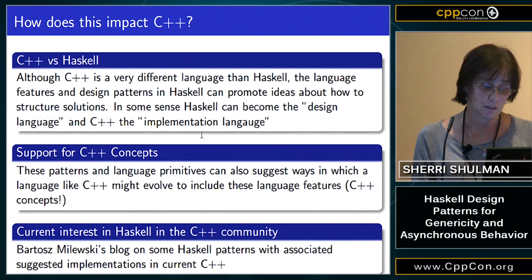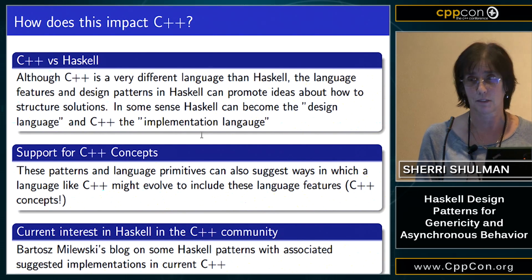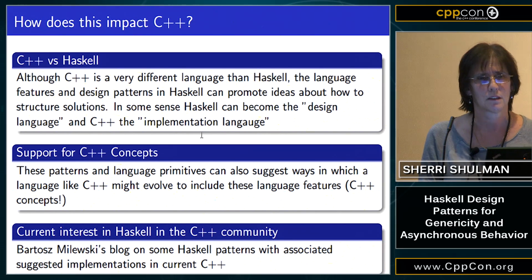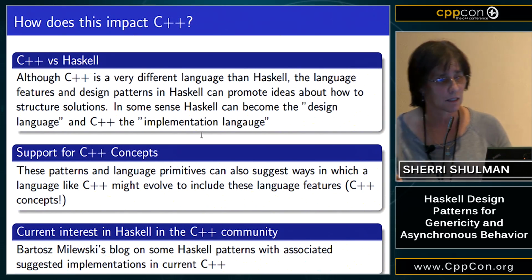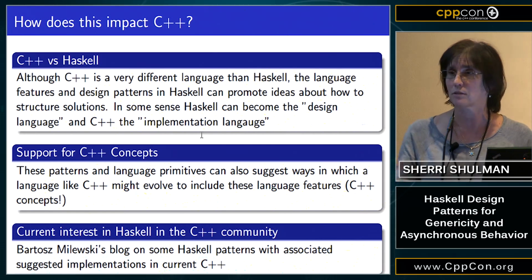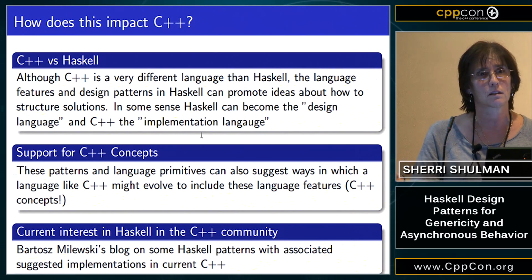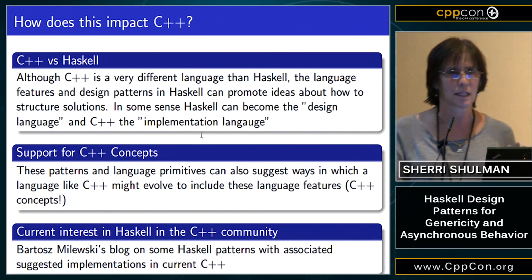Now, unfortunately, I am really bad at pronouncing names, so I don't know how to pronounce his name, although I have read many of his blogs and papers. Bartos? Anyway, I read his blog and looked at some of his Haskell patterns and how he is implementing them in C++. So there's really a lot of interest in moving some of these features in and out.